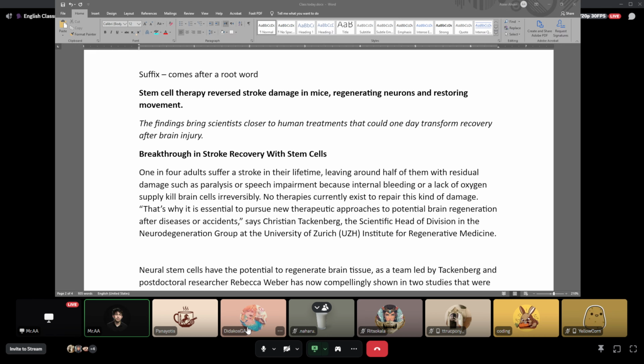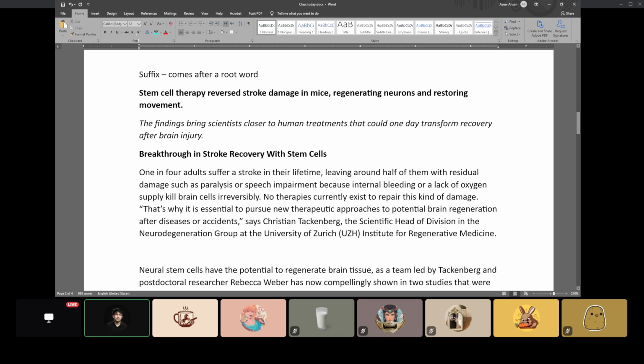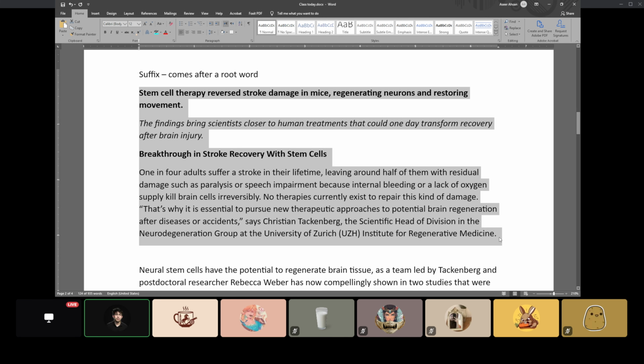Next paragraph is going to be read by Didakos GA. Please turn on your microphone and start reading from over here until this whole end.